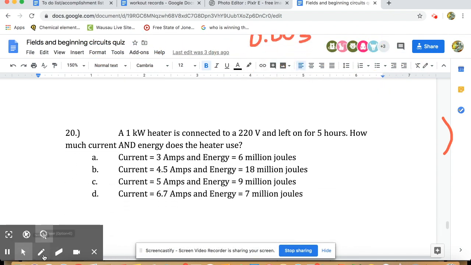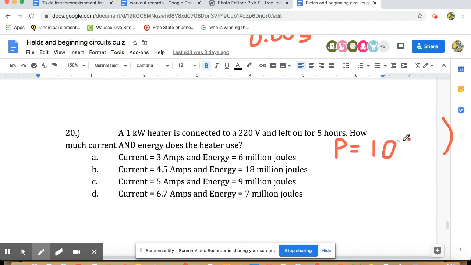And finally, a 1 kilowatt heater. So let's write down what we know. Power is 1,000. That's what 1 kilowatt means. So it's 1,000 watts. It's connected to a voltage of 220. So 220 is our V. And it runs for 5 hours. So T is going to be 5 times 3,600, because we want that in seconds.